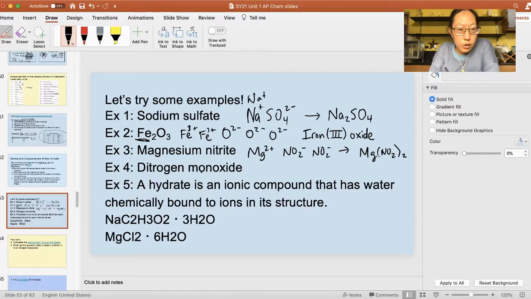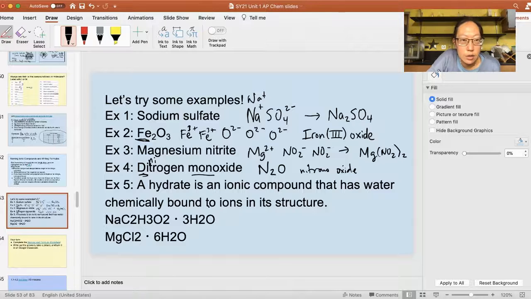All right, dinitrogen monoxide. When I see this, I say, aha, this is not ionic because I see prefixes. Oh, sorry, we're missing an N here. I made up a new element. So this is N2O, better known as nitrous oxide or laughing gas. Okay, all right, last example.